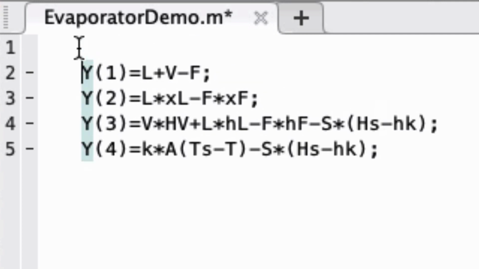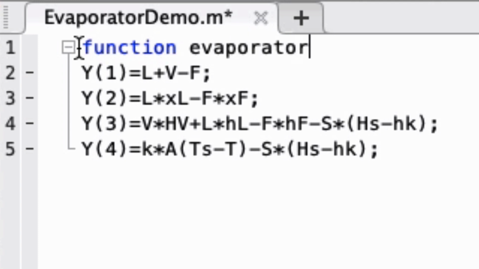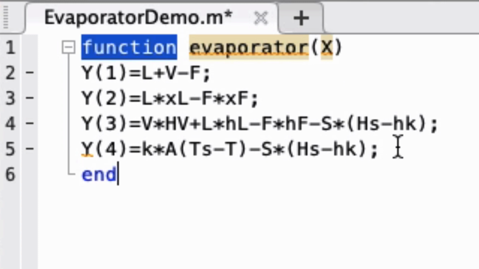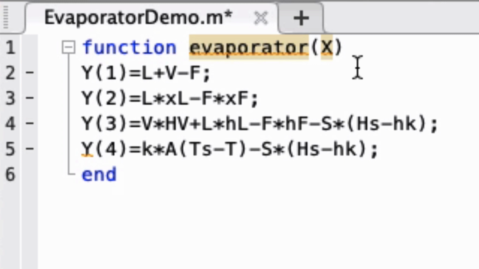Let's put this into a function. I will call my function evaporator. We have to call it with an argument, our guessing values. Let's call that x. Okay, this has to return something, so we know whether our guess is good. So let's call it y equals evaporator of x. So what happens now if we call this evaporator function is that it calculates these y values, and if L, V and F are correct, then all these should be 0.